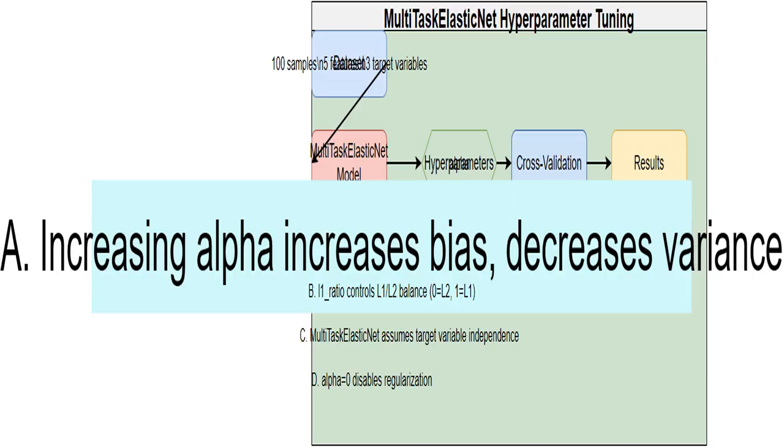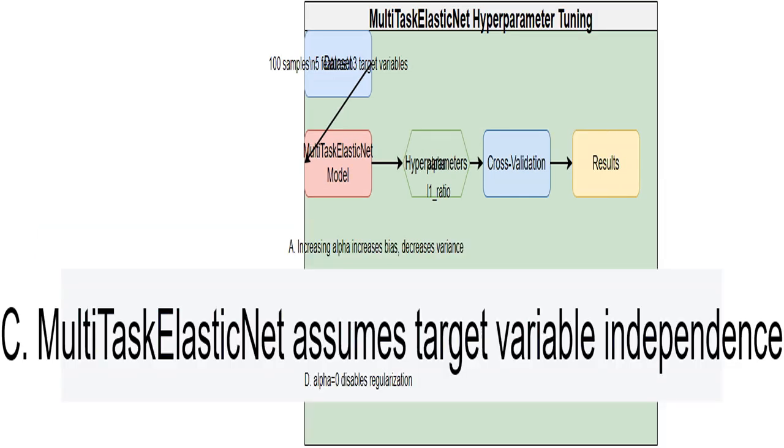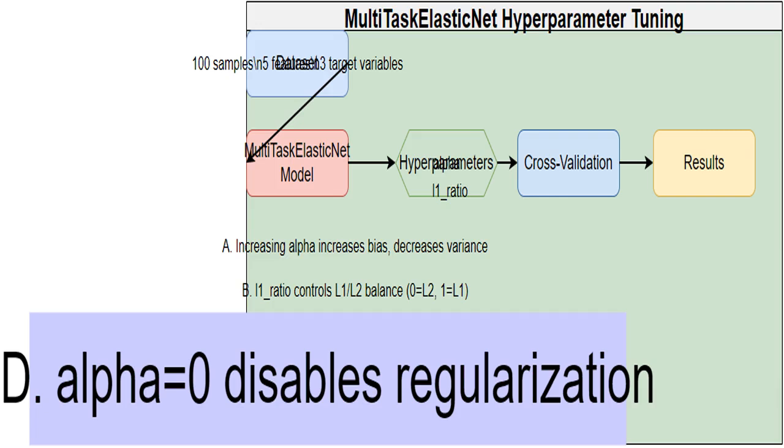Increasing alpha increases bias, makes the model simpler, potentially missing some details, but decreases variance, makes the model more consistent in its predictions. L1 ratio controls the mix of L1, lasso, and L2, ridge, regularization. 0 is pure L2, 1 is pure L1. MultiTaskElasticNet does not assume the target variables are independent, it considers relationships between them. Setting alpha to 0 turns off regularization, which can lead to overfitting.